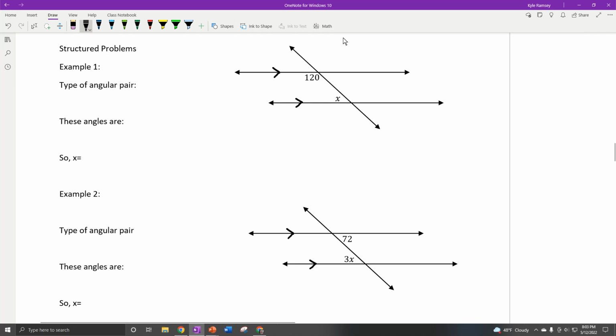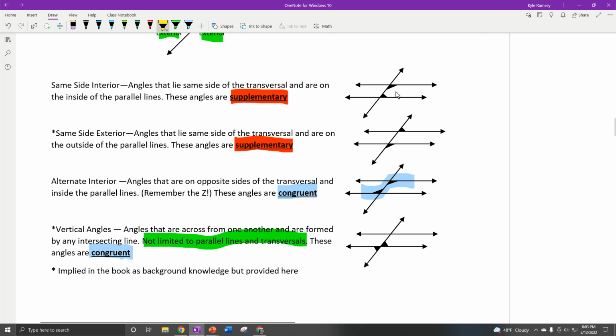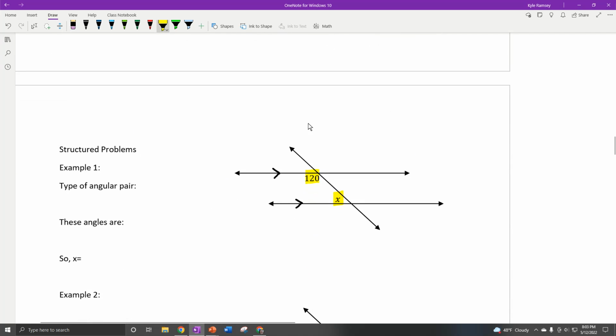So structure problem. If we're looking at this very first structure problem, we see that we have one here and one here. Looking at our key, we notice that it's the same side interior. So we can put that type of angular pair will be same side interior. Okay, so that means these angles are supplementary.